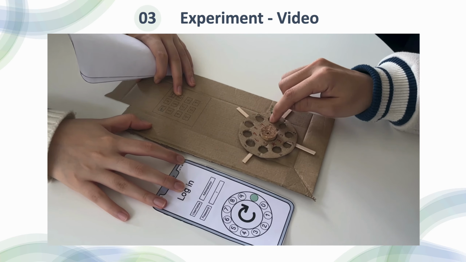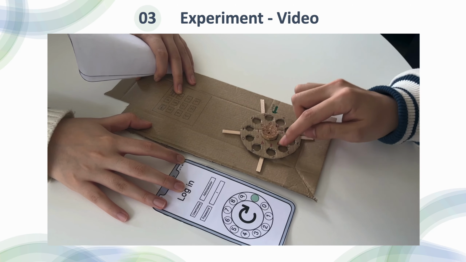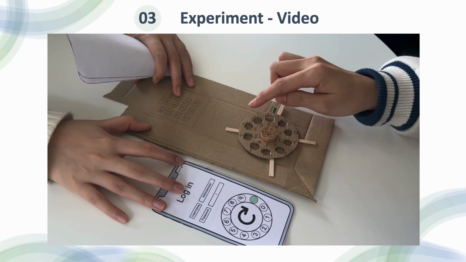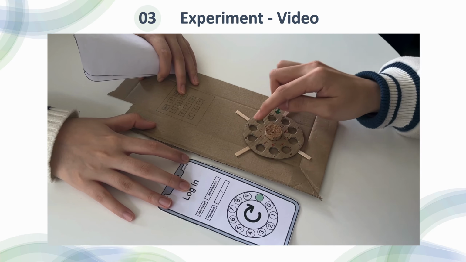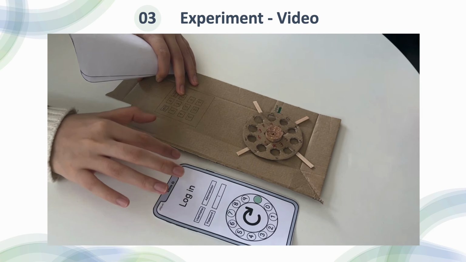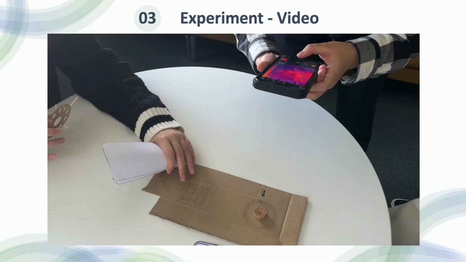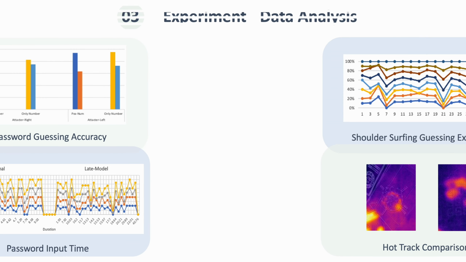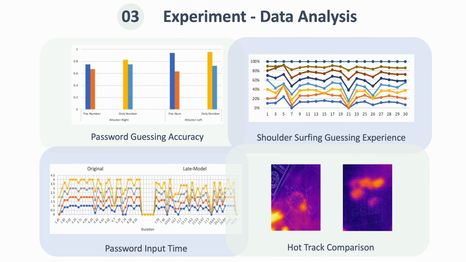During Dialpad input, the user selects the number and turns it into the input position, and then can continue to input the next number while the disk is rotating back, without having to wait for the disk to fully reset. At the end of the experiment, the data was processed for 4 aspects: password guessing accuracy, password input time, shoulder surfing guessing experience, and heat track comparison, and conclusions were drawn from the data analysis.